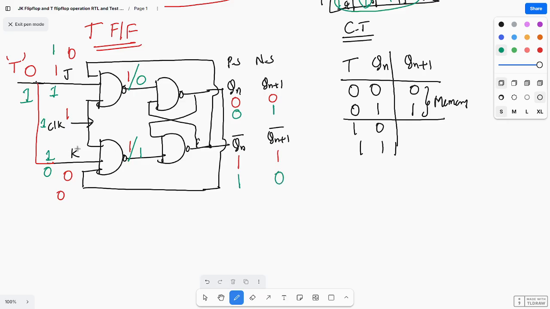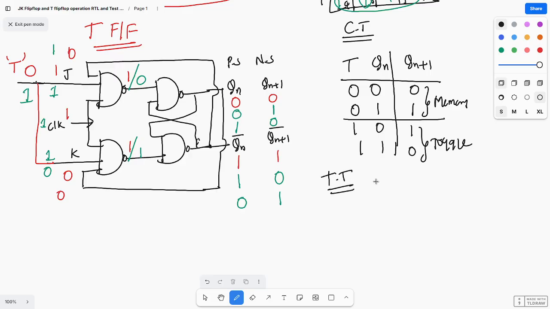Similarly, in the next case, you take Qn as 1 and Qn bar as 0. What will you get? You are getting 0 and 1. That is nothing but the toggle state. Only two states are there, memory state and toggle state. When T equal to 0, it is the memory state. When T equal to 1, it is the toggle state. So you can draw the truth table.